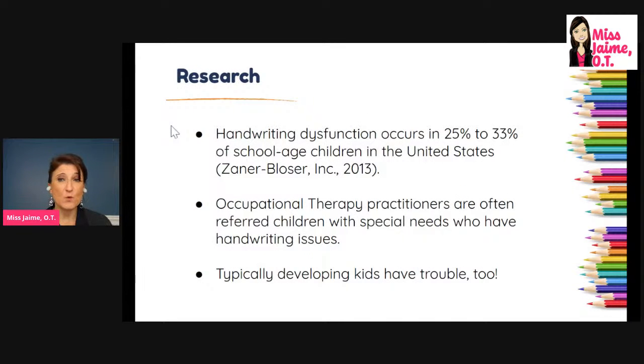Handwriting dysfunction occurs in 25% to 33% of school-age children. So that's more than a quarter of our children in school. That's a lot of kids. And occupational therapy practitioners are often referred children with special needs who have handwriting issues. But the thing is that there's a lot of kids out there that have handwriting issues that aren't labeled as special education children. And maybe they're not special education children. They might just need a little extra help. They might just need more practice or more time to gain the skill and master it before they're forced to move on. And very, very sadly, that often doesn't happen.